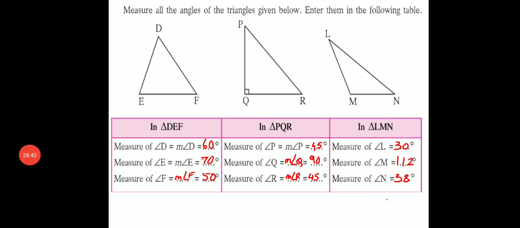So here it is, children. In this third column, we have written down the measures for the triangle LMN, wherein the measure of angle L is equal to 30 degrees, the measure of angle M is 112 degrees, and the measure of angle N is 38 degrees.